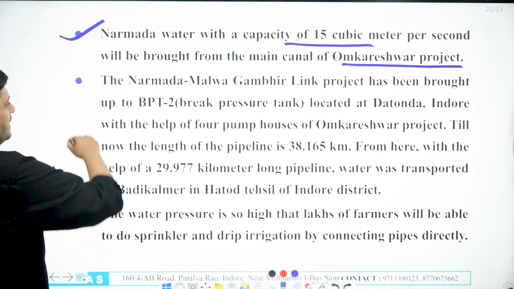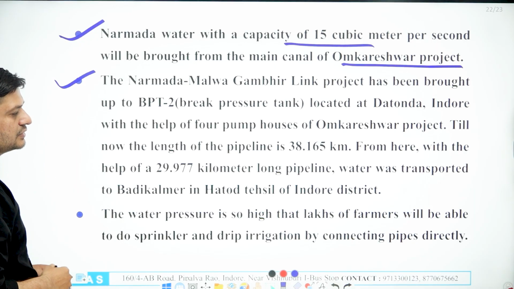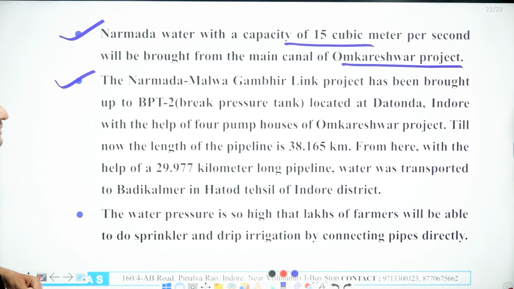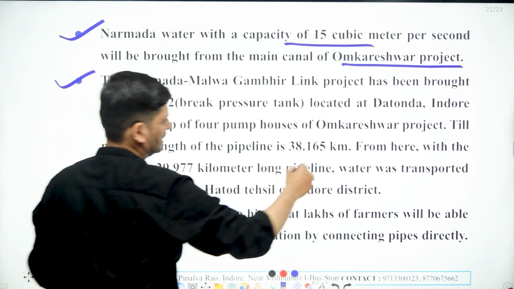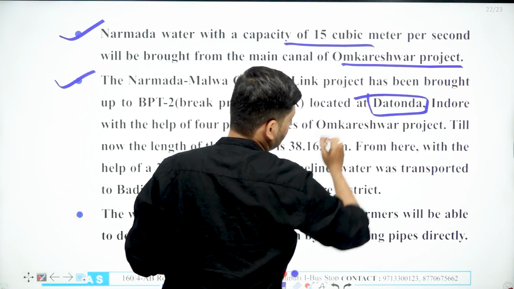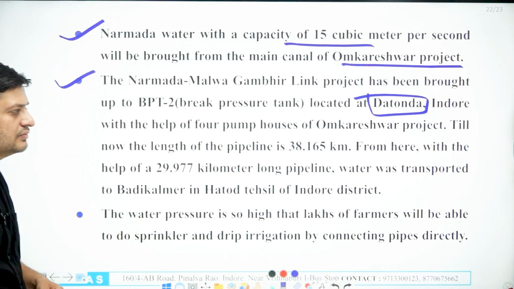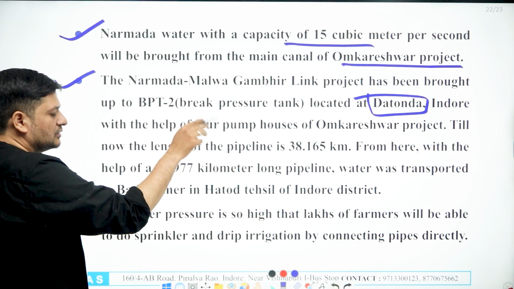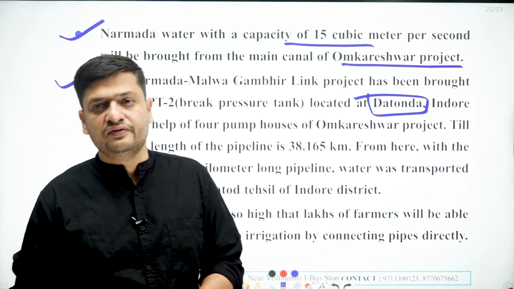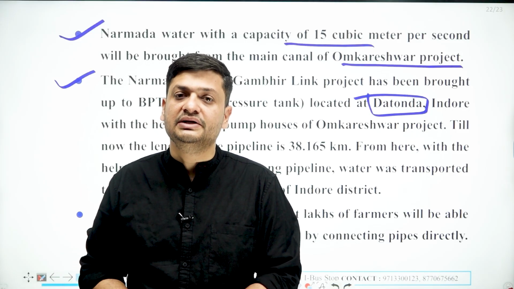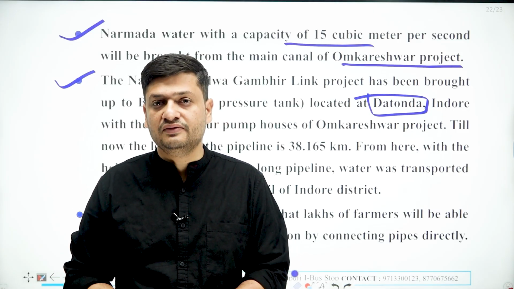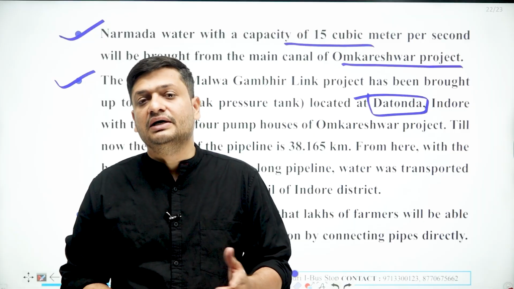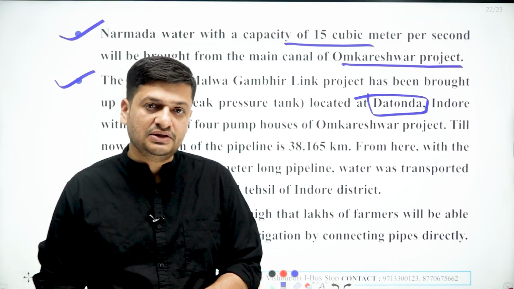Next, what we can see is that the project has been brought to Datoda. How has it been started? It has been brought to Datoda, and then it has been moved towards Indore. Datoda is located in the district of Indore in MP itself. You can find Datoda near the Khandwa road actually.